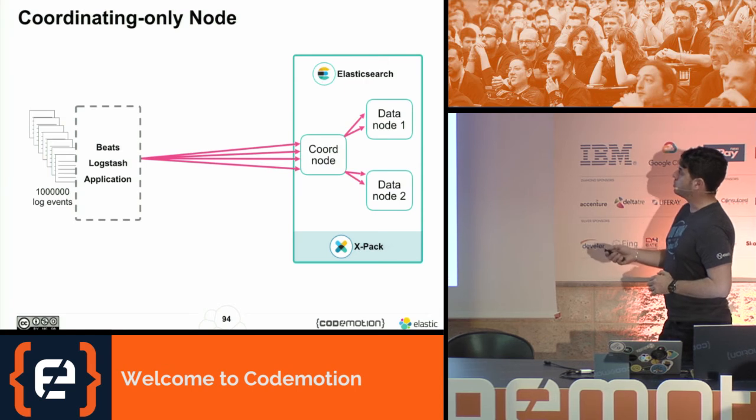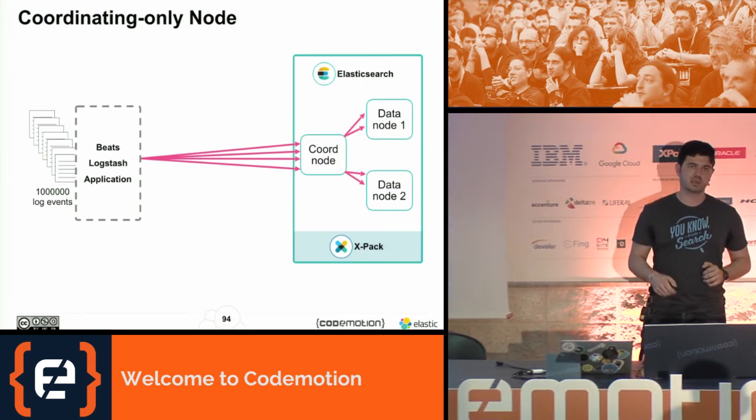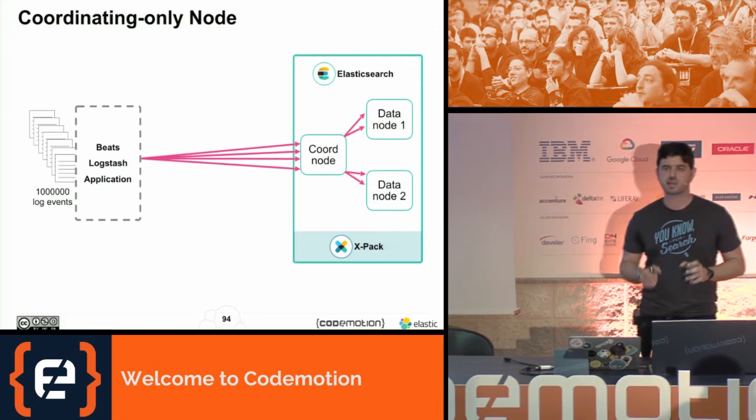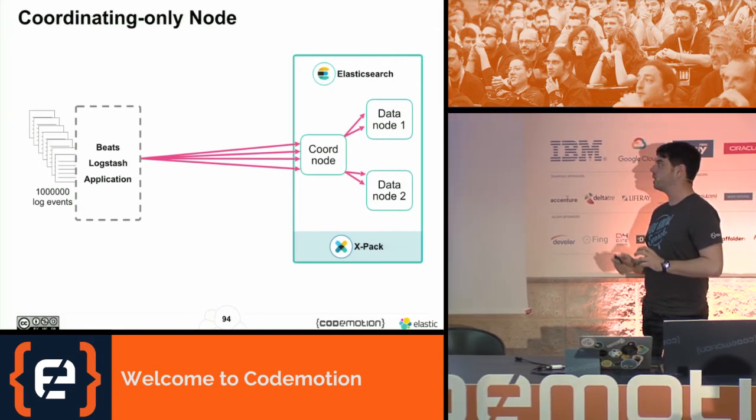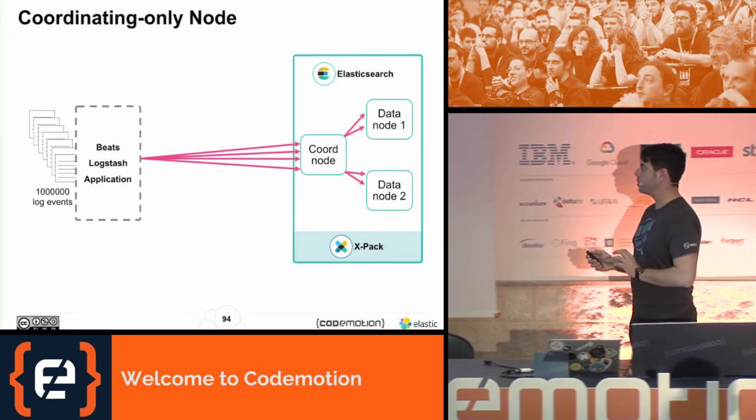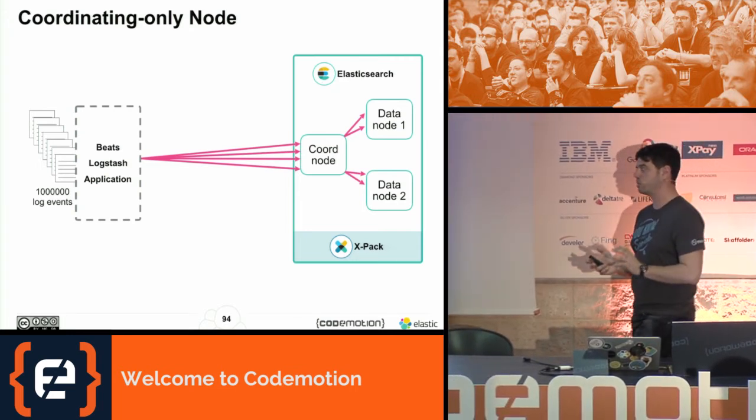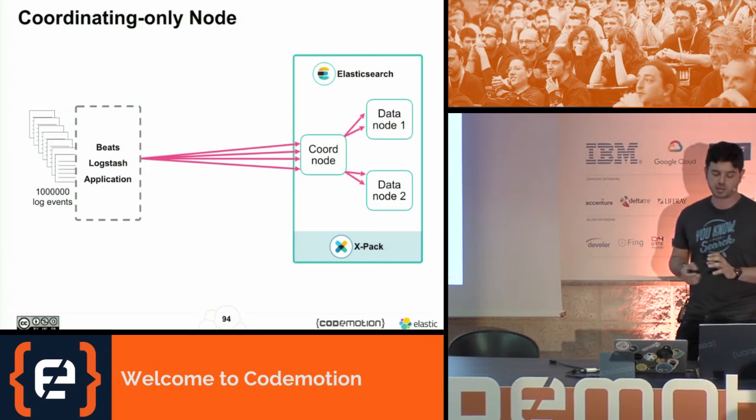Another approach is to use coordinating nodes. So a coordinating node is a special type of instance. It's an instance that doesn't contain any data, nor does it do any master job. So it's an integral part of the cluster. However, its function there is to act as a load balancer.